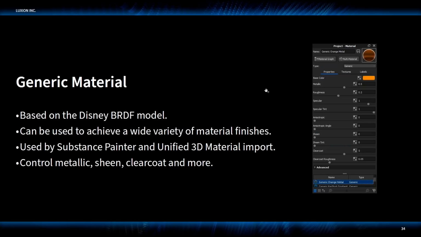The next material is the generic material, and this is based on the Disney BRDF model, and it can be used to achieve a wide variety of material finishes. And we are using this for that Substance Painter importer, the U3M material import. You can control metallic, sheen, clear coat, and more. You cannot achieve transparent materials with this kind of material, but you can achieve a wide variety of other material types.